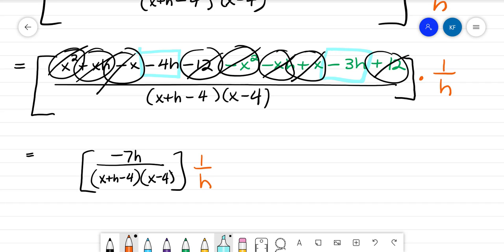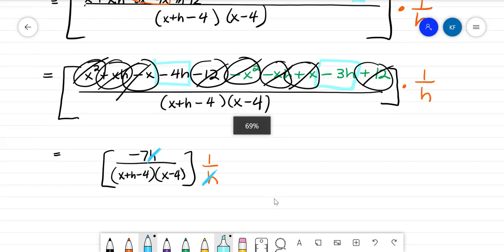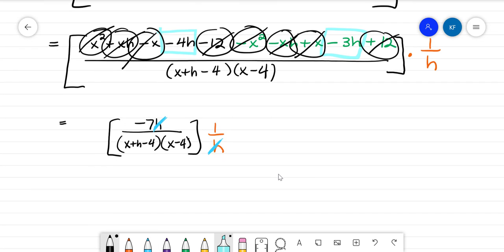At this point, I hope you can see that h over h is 1. That takes care of the h in the bottom of the original problem, right? Because we flipped it up so we could save some space. So our final answer after all of that work is -7 over the common denominator.